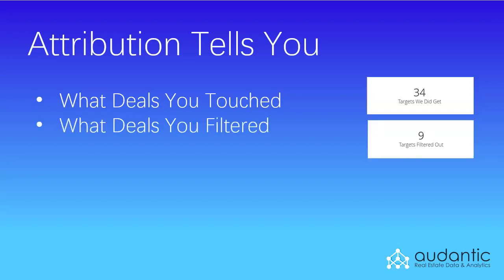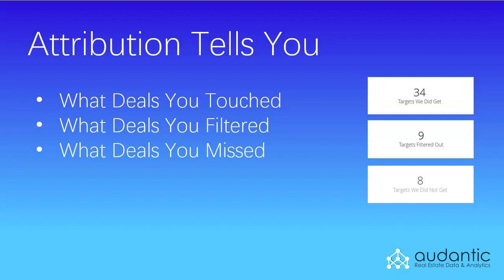How many people did we filter out? Well, there were 9 deals that we filtered out because we used an equity filter, a length of ownership filter, or something like that. We actually left 9 deals sitting on the table that would have been good deals and that we would have predicted, but we tossed them. Then we can see, how many did we actually miss? What did we just flat out not talk to? How many people did we not talk to? And should we have talked to them? Were those good deals or not?